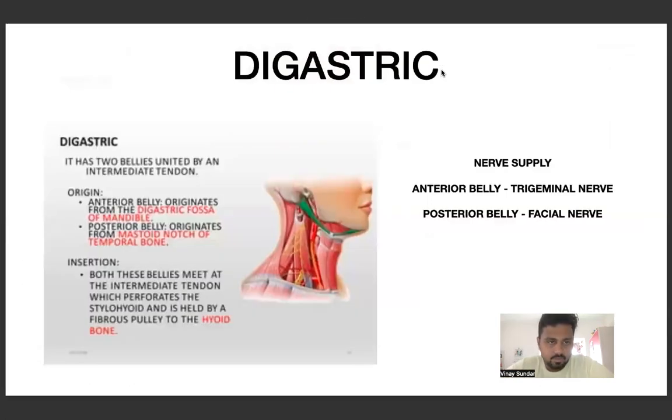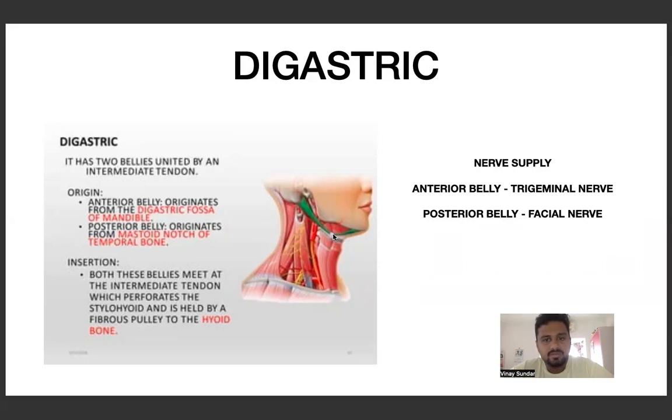Digastric muscle. So digastric, this is the muscle which is shown in green in color. It has two bellies united by an intermediate tendon. This is the intermediate tendon here. So origin for the anterior belly, the one which is present in front, is the digastric fossa. And the posterior belly originates from the mastoid notch of the temporal bone here. This is the posterior belly origin. This is the anterior belly. Insertion, both these bellies meet at the common or intermediate tendon and is held by a fibrous pulley to the hyoid bone here.